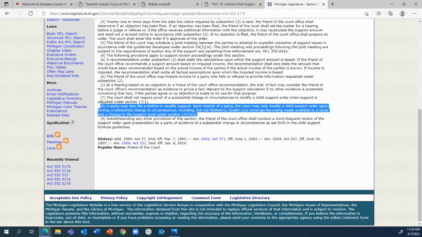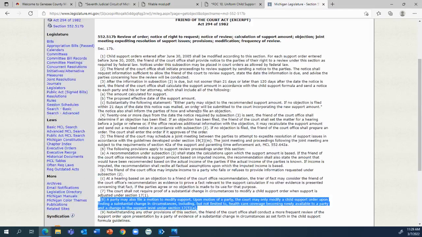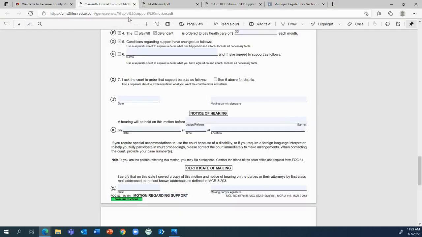A party may also file a motion to modify support. Upon motion of a party, the court may only modify a child support order upon finding a substantial change in circumstances, including but not limited to health care coverage being newly available to a party and a change in the support level under 17.5a. Well, of course, then you're going to need to jump around to 17.5a, which we're not going to do today, but what I can tell you is that 17.5a outlines a bunch of different reasons why child support might need to be modified. But mostly it comes down to child support being based on the income of both parents and the overnights that the minor children spend with both parents.